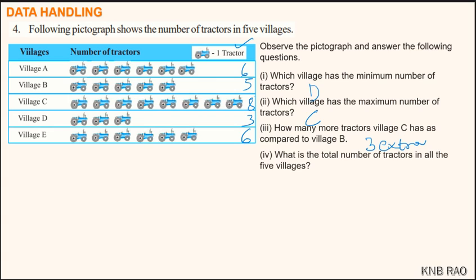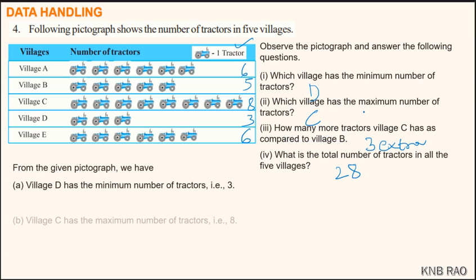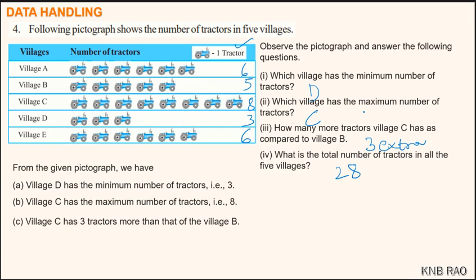What is the total number of tractors in all 5 villages? If you want to find the total, you sum 6 plus 5 is 11, 11 plus 8 is 19, 19 plus 3 is 22, plus 6 is 28 tractors in total. So these are the answers. You can see 3 is the minimum number of tractors, in village D, 8 is the number in village C, and village C has 3 tractors more than village B. This is how you have to write the solutions.